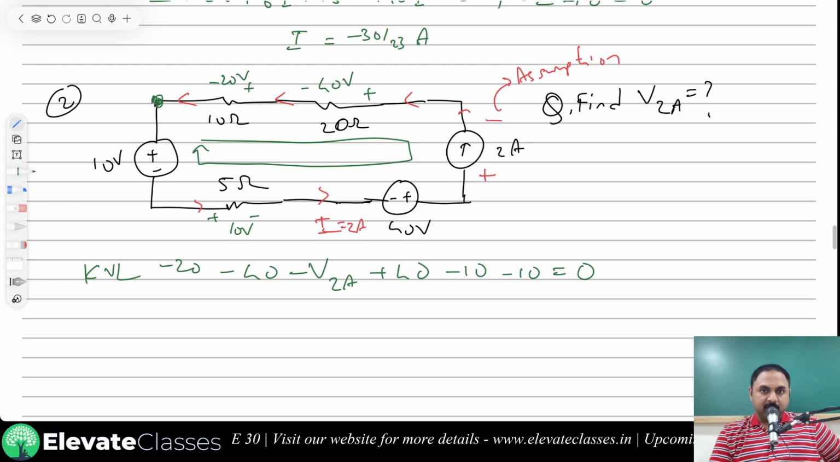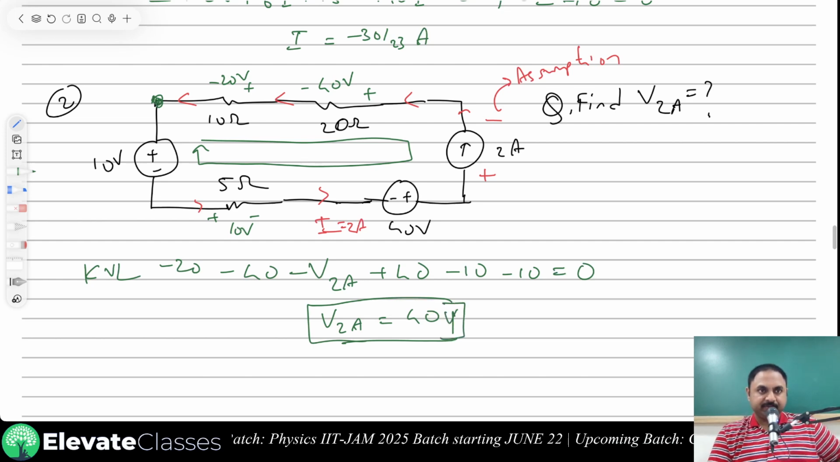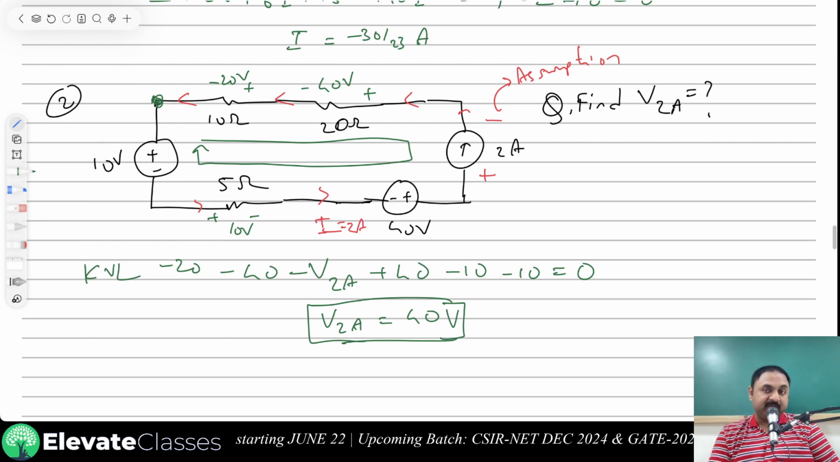Finally, when you solve all of this, the voltage across 2 amperes is, wait, did I make a mistake? No, that's right. This 40 cancels out, minus 20. So this voltage turns out to be 40 volts. Is that clear? I hope you got this problem as well. Basically, I just want to give you an intuition of how we use KVL in circuits.